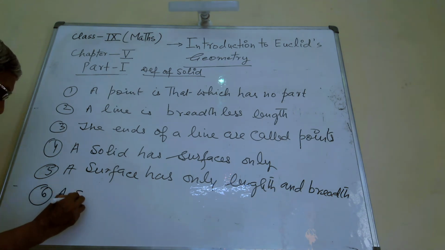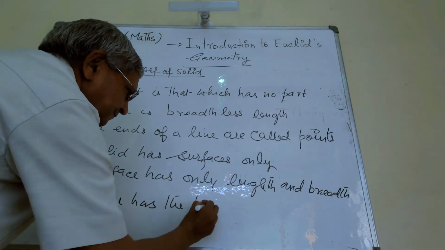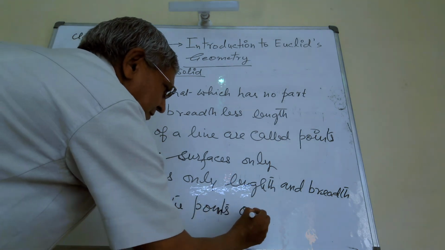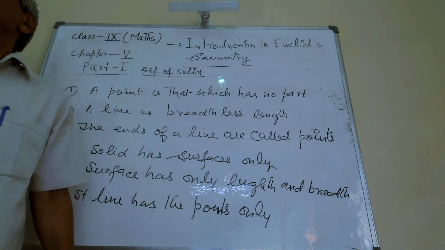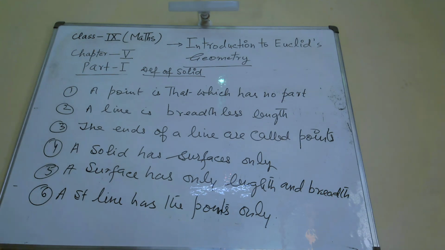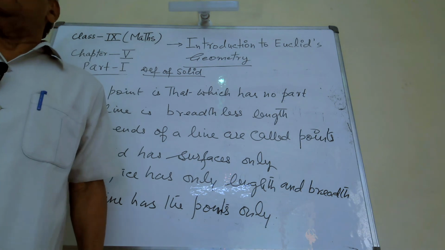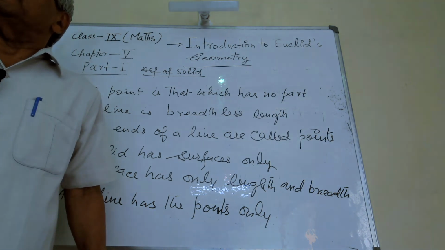Sixth, a straight line has points only, because a line is formed with the help of the points. A line can be formed with the help of the points, or a line is a collection of the points. If points are very adjacent to one another, then it makes a line. Now, Euclid defined these concepts of geometry about solid. He gave these definitions from his studies and from various eminent mathematicians.